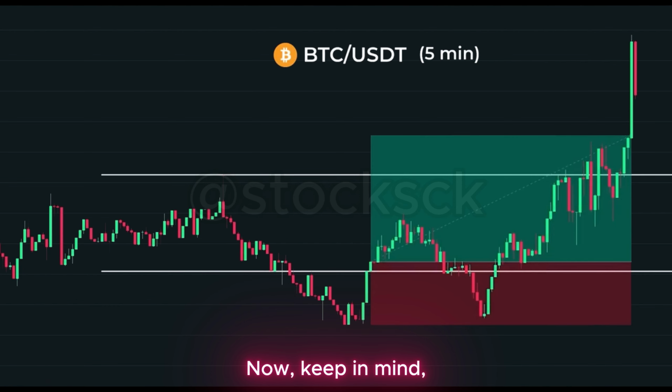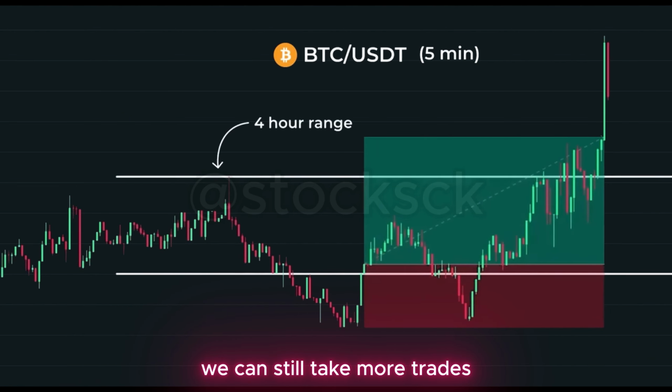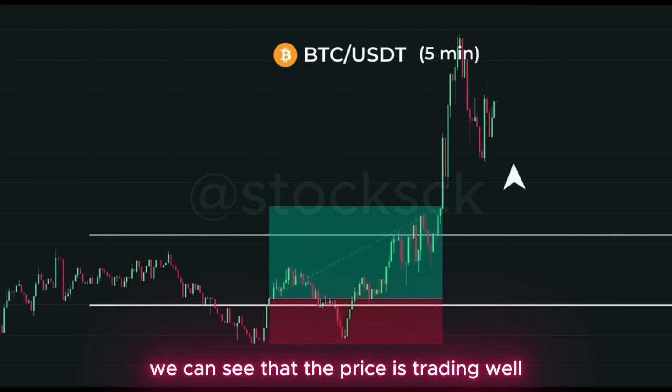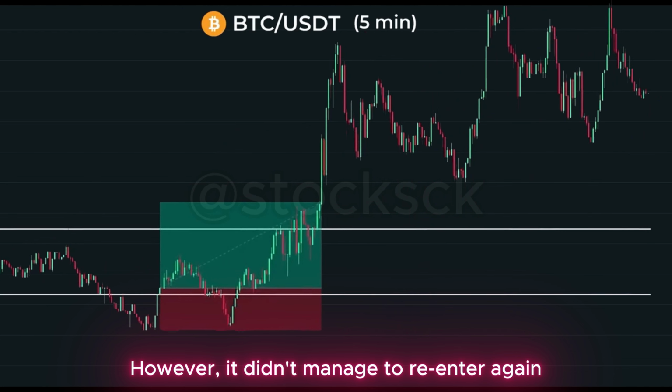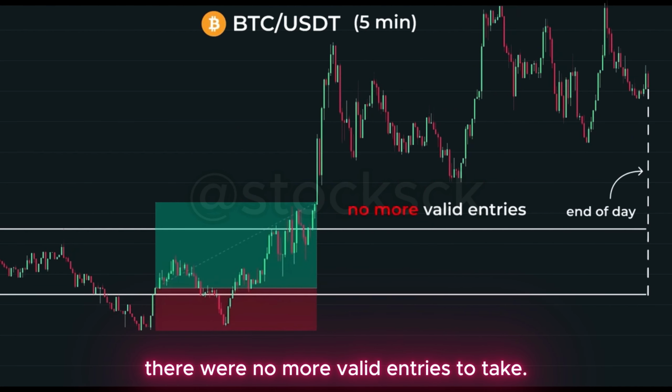Now keep in mind, as long as we're still within the same trading day as the 4-hour range we marked, we can still take more trades if another valid setup shows up. So, as we let the chart play out, we can see that price is trading well outside of our 4-hour range. However, it didn't manage to re-enter again until the end of the day. That means for this trading day, there were no more valid entries to take.